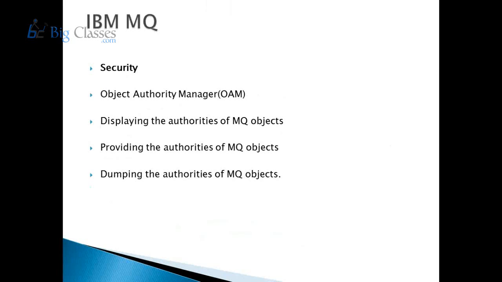Then how do you provide security to your object? How do you provide security to your message? Using the security concept. From IBM MQ 7.5 version onwards, features have been introduced at the security level to ensure we are providing very high-level security to your request.